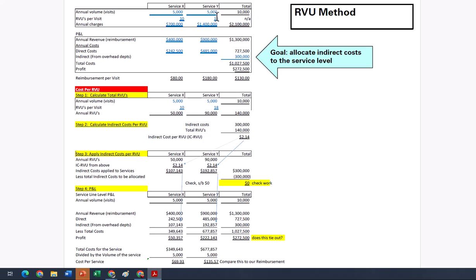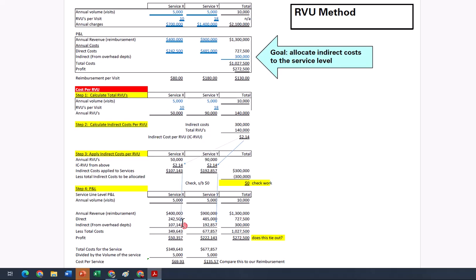So I believe if you do that math, well, here it is done for you. 5,000 times 10 is 50,000 RVUs. 5,000 times 18 is 90,000, a total of 140,000 RVUs. So we have a $2.14 allocation rate per RVU. We apply the allocation rate to our RVUs. We get 107,000 and change for service X, 192,000 and change for service Y.